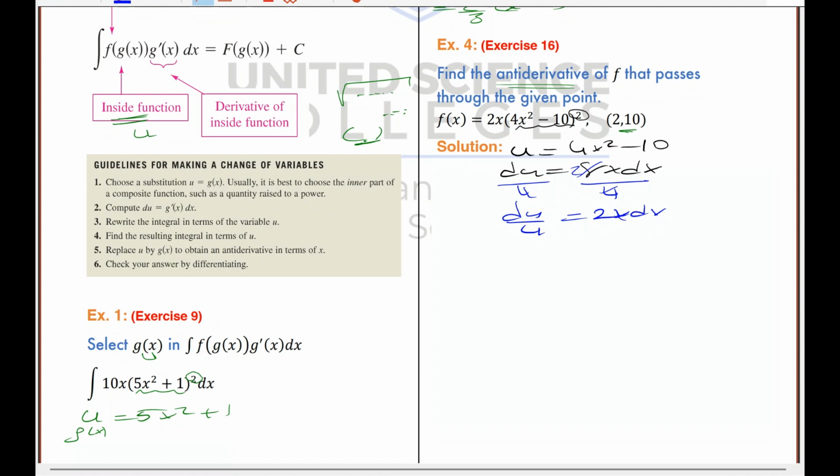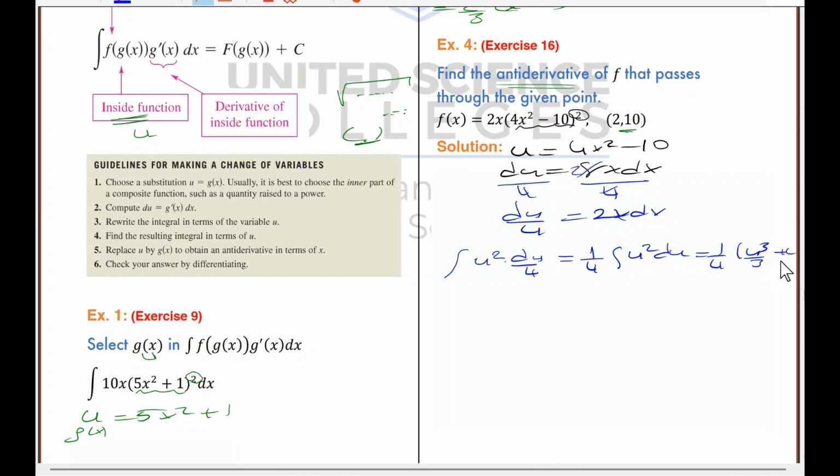Now, let's write everything in terms of u inside the integral symbol. Integral u to the power 2 times 2x dx is du over 4. This is the new integral I'm going to take. So there is a product, there is a constant coefficient here. Let's pull it out in front. 1 over 4 will come out. I'm just going to take the integral of u squared. So the integral of u squared is u cubed over 3, right? Plus c. That's it.